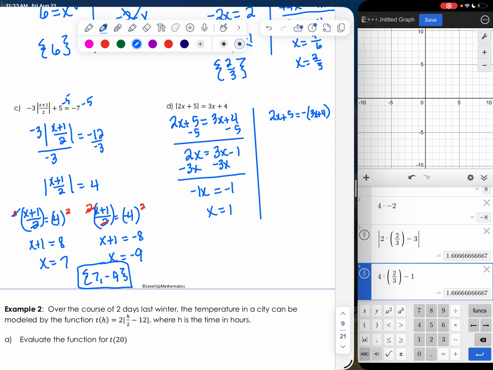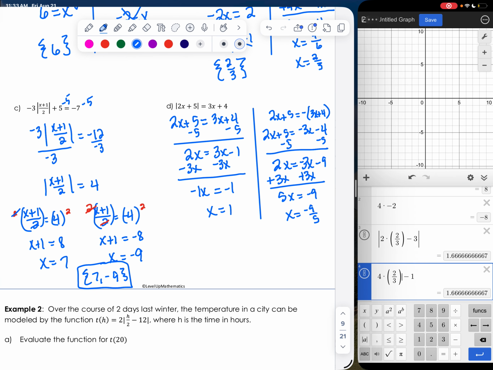All right, on this side we have 2x plus 5. Distribute your negative to get -3x minus 4. And that's the biggest place I see people make mistakes on this problem, is they don't distribute the negative correctly. All right, subtract 5, subtract 5. So 2x equals -3x minus 9. Add 3x, add 3x. So 5x equals -9. And then divide by 5.